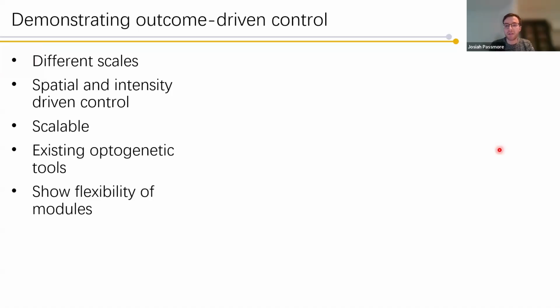And in order to demonstrate this, we had to look at what kind of experiments we could do to really show this outcome-driven control. And so the requirements there were to really try and get some different scales, to look at both spatial and intensity-driven control to demonstrate flexibility. It had to be able to scale up, so you could parallelize experiments and do multiple at once, if needed. And we wanted to use existing optogenetic tools so that people could see what kind of experiments they could do, and show the flexibility of these modules in that you're able to pick and choose them as the experiment depends.